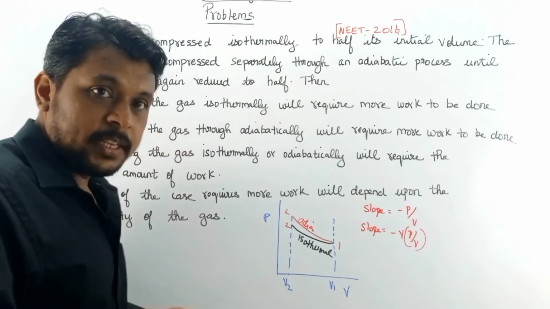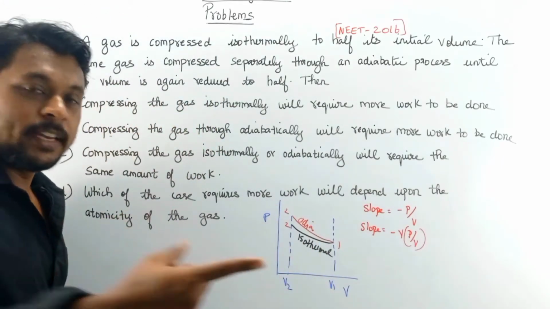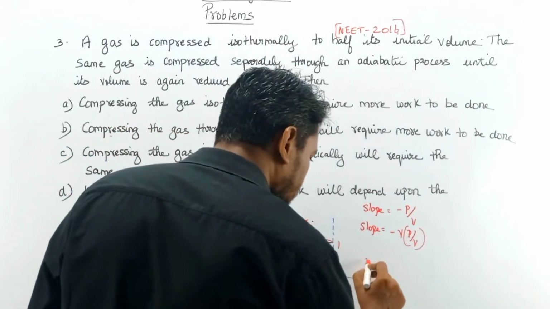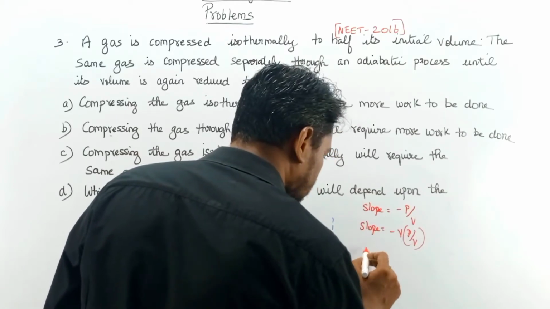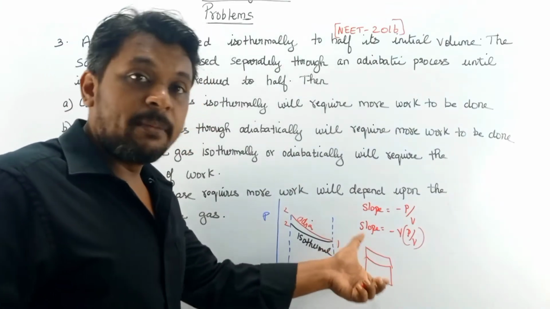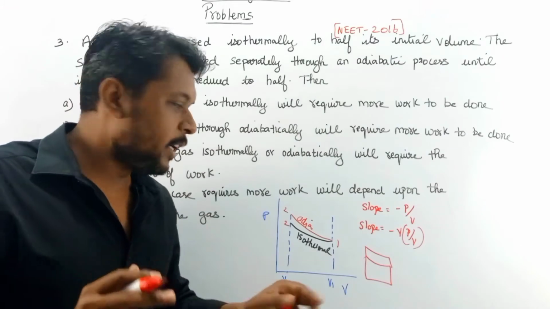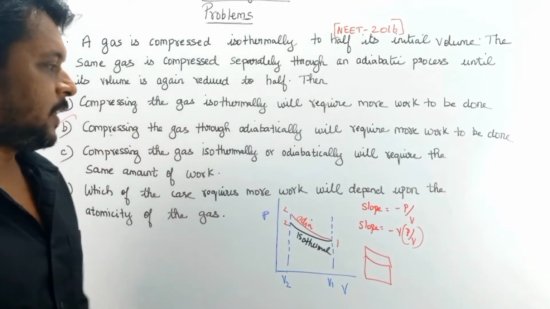So from the graph we can see that the area covered by the curves is more in case of adiabatic process. So for this, the isothermal is this curve, and the adiabatic is this curve. So the area covered by the adiabatic process is more when compared to isothermal. So the work done will be more in case of the adiabatic process. So option B will be your right answer.